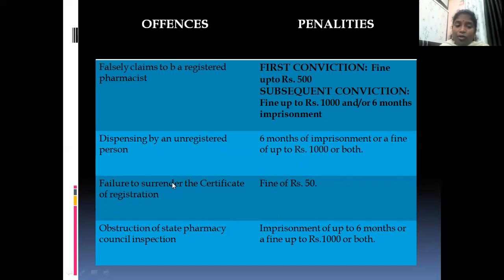Okay, next, failure to surrender the certificate of registration. If they withdraw their name and do not surrender their certificates, then they have to pay a 50 rupees fine. And obstructing the State Pharmacy Council inspection: if a person is inspecting the institute or the pharmacy and anyone obstructs that person, that person is also liable for punishment.